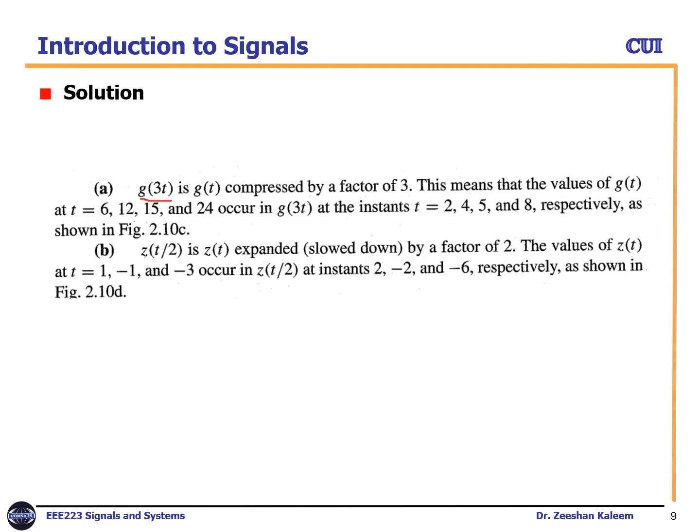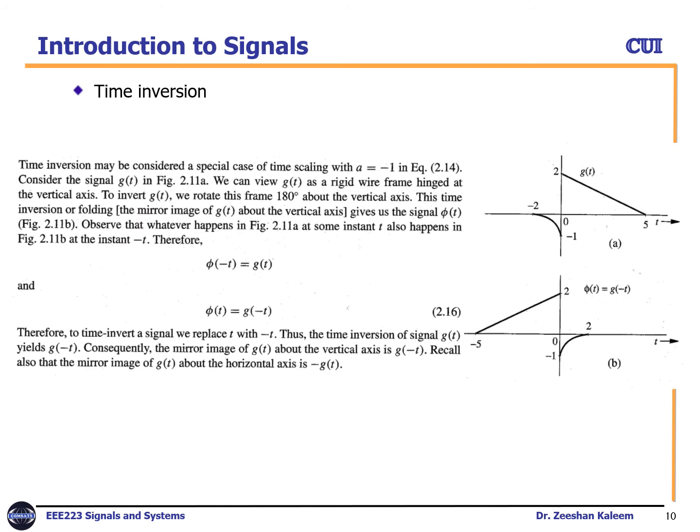So g(3t) is g(t) compressed by a factor of 3. This means that the values of g(t) at t equal to 6, 12, 15, 24 occur in g(3t) at time instants 2, 4, 5, 8 respectively, as shown in figure 2.10c, which I already explained. Similar is the case for z(t/2). z(t) is expanded by a factor of 2. The values of z(t) at t = 1, minus 1 and minus 3 occur in z(t/2) at instants 2, minus 2, minus 6 respectively.